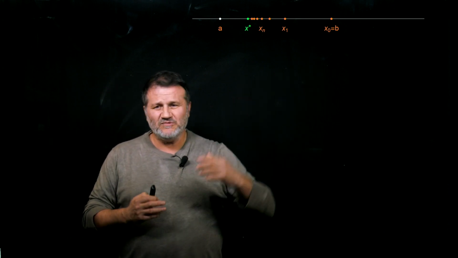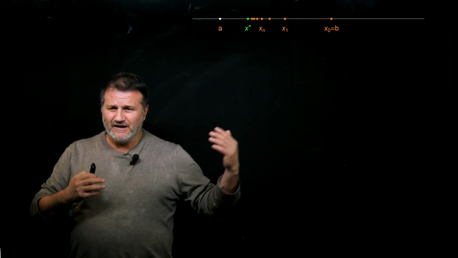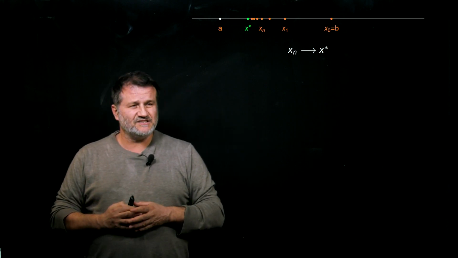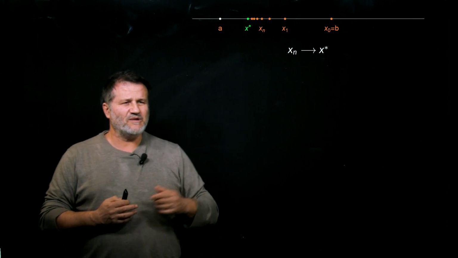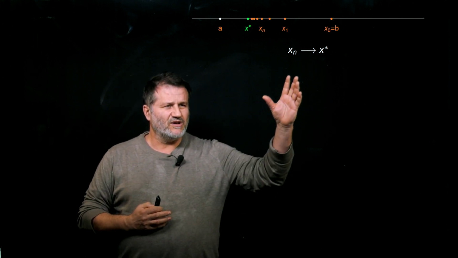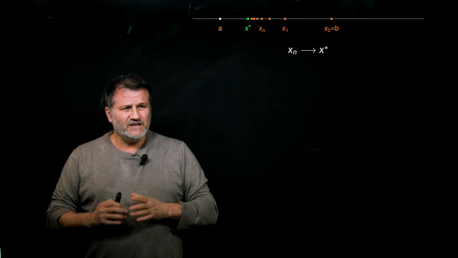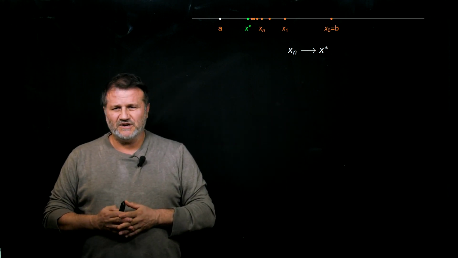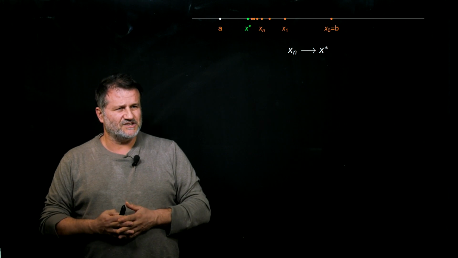So if we represent the points xn on the real line, we see that they are moving from right to left. So they are a decreasing sequence of numbers, and therefore they will have a limit that we call x*. Now, our goal is to prove that this x* is exactly the solution of the equation f(x) = 0.